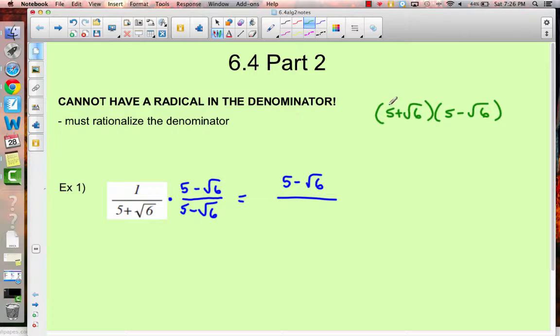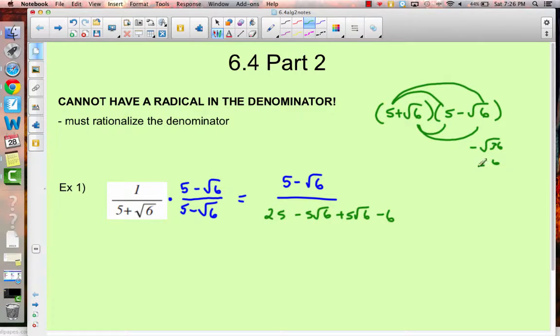We do first, outside, inside, last, so first is going to get us 25. I'll write this down here. Then the next one, 5 times negative square root of 6 is going to get us negative 5 root 6, and then do the inside, that's going to be positive 5 root 6, and then when we do the last, remember square root of 6 times the square root of 6, that's the same as the square root of 36, which is just 6, so that's going to get us a negative 6 because there's a negative sign here.